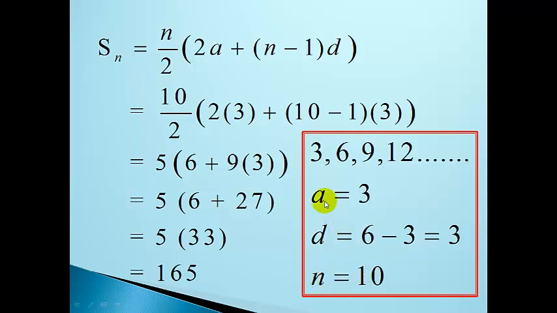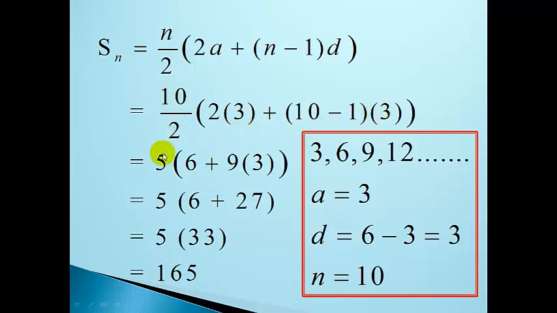Now we are going to substitute a equals 3, d equals 3, and n equals 10 into the formula Sn equals n over 2 times (2a plus (n minus 1)d). Now n is equal to 10, so instead of n over 2, we have 10 over 2. Now 2 times a, and a equals 3, so we have 2 times 3 plus, because n is equal to 10, 10 minus 1 times d. And d from our calculation is 3, so we have times 3.